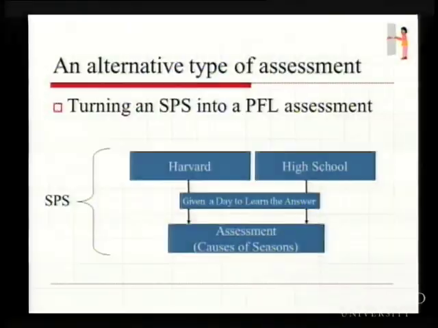Well, this is kind of an SPS test, right? Sequestered, they didn't get a chance. We can turn this into a PFL assessment pretty quickly. We give them a day to learn the answer. And then you suspect the Harvard students would do much better, right? If we gave them a chance to learn, they'd probably be able to tell you it has something to do with the tilt and the angle of incidence, and they probably learned Kepler's laws and everything else. So it's not hard to turn a sequestered test into a preparation for future learning one.